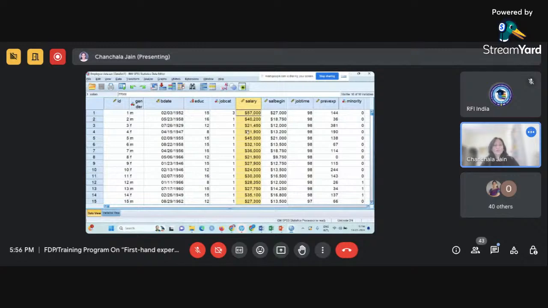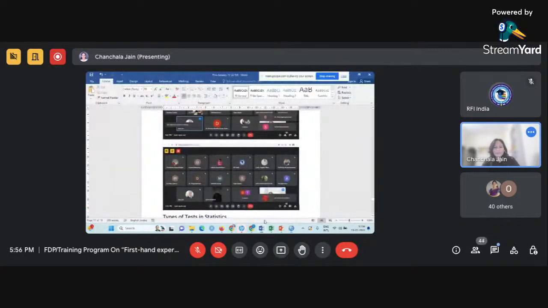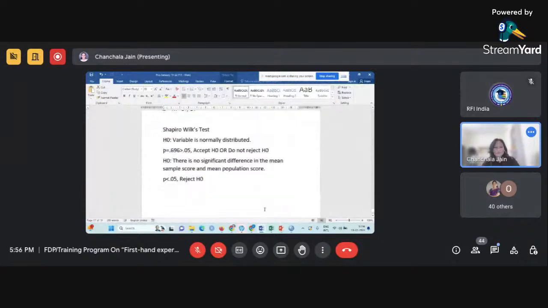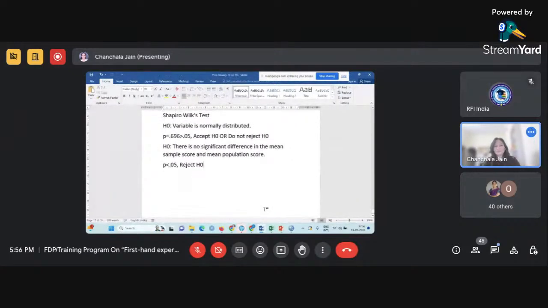So now, firstly, just a minute, give me a second. Here I'm writing the hypothesis. Can anyone tell me what the hypothesis will be if we are considering salary and gender? Anyone?